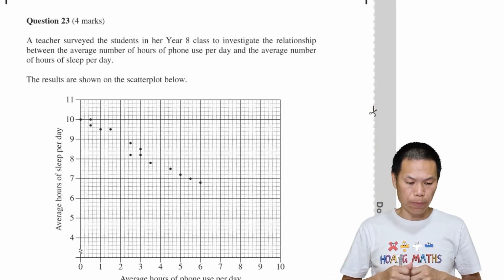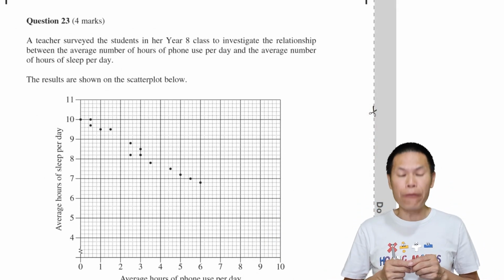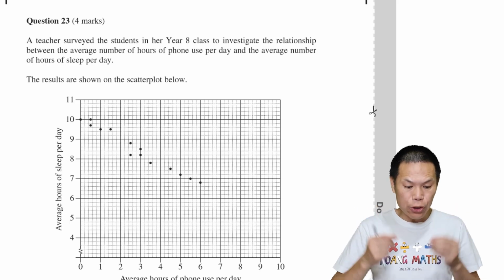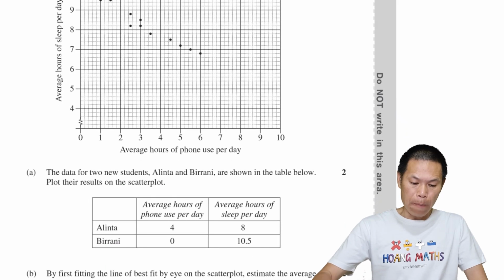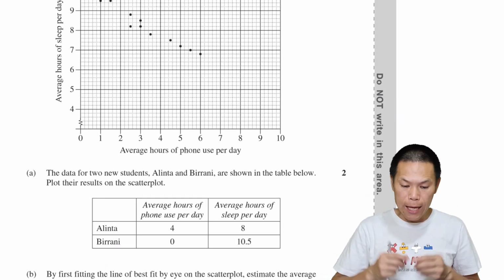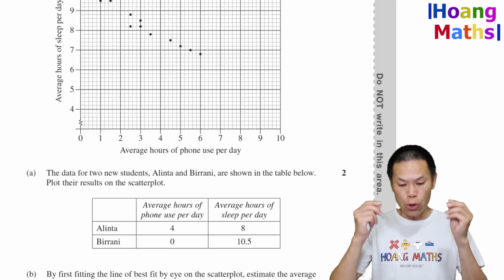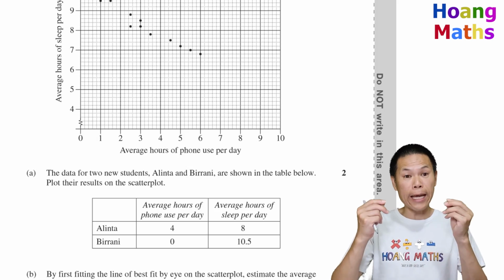Question 23. The scatter plot shows average hours of phone use per day and average hours of sleep per day. Part A. The data for two new students, Alinta and Birani, are shown in the table below. Plot the results on the scatter plot.